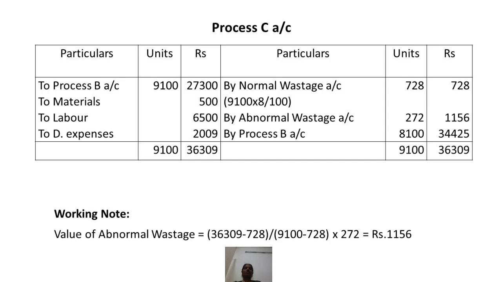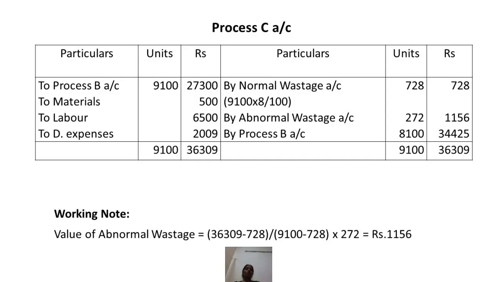Then in the same way for process C also we have incurred some expenses like material 500, labor 6,500, direct expenses 2,009. So here how many units have been transferred? What is the normal wastage? 8%. So how many units have been transferred from B to C? 9,100. For that, what is the rate? 8% as the normal wastage. So we get 728. Then abnormal wastage, we have to find out that.